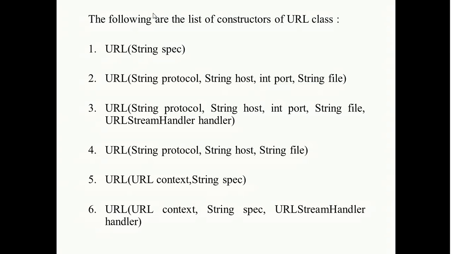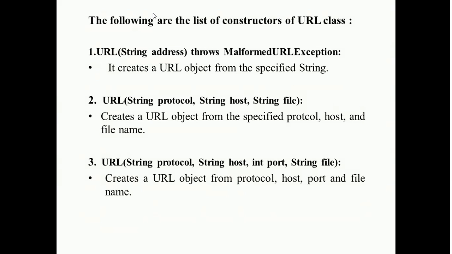Fourth constructor is URL having 3 parameters: string protocol, string host and string file. Fifth constructor is URL having 2 parameters: URL context and string specification. Sixth constructor is URL context, string specification, URL stream handler. These 6 are the constructors of the URL class.